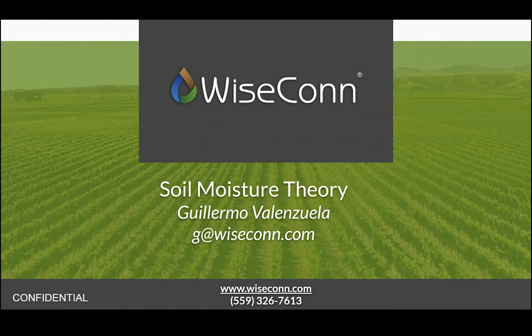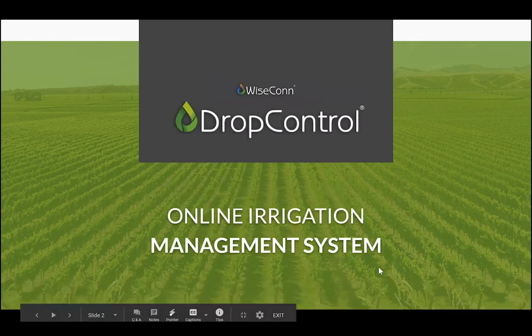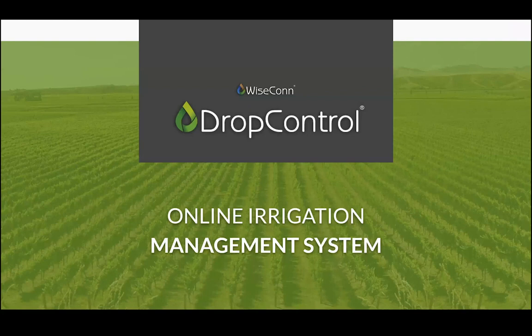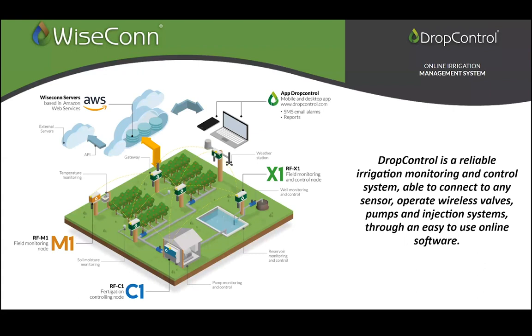So I'm going to start off just talking a little bit about Drop Control for those of you who don't know it. I'm going to be very brief about this so you understand how soil moisture connects into our products and our platform. Drop Control is an online irrigation management system. It's basically a reliable irrigation monitoring and control system that's able to connect to any sensor, operate wireless valves, pumps, and fertilizer injection systems through an easy to use online software.